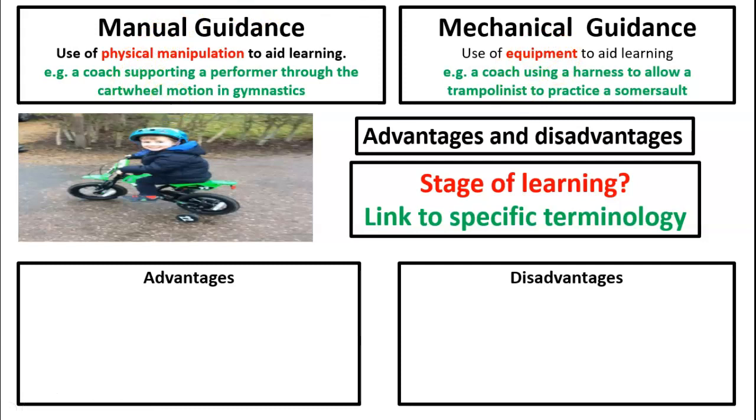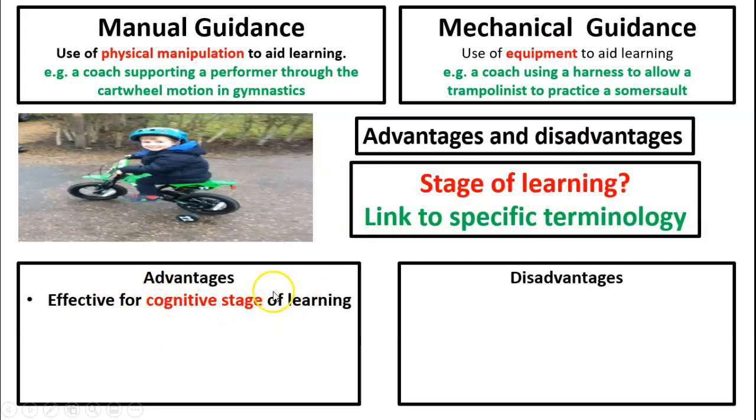when you give the advantages and disadvantages, you use the same ones, because being aided through a skill by physical manipulation and also being aided through a skill by equipment, although they're different, they have the same advantages and disadvantages. So let's have a look. Now you can kind of pick up on here, which stage of learning might manual and mechanical guidance be most effective for? It's going to be most effective for the cognitive stage of learning.